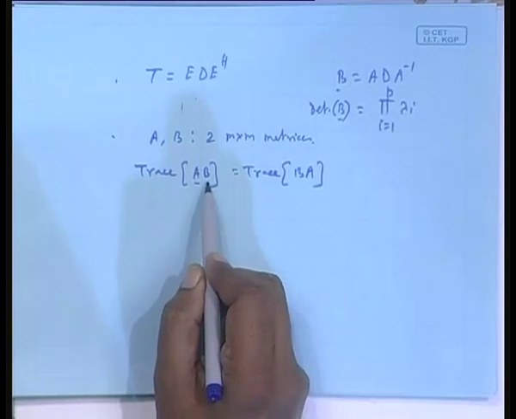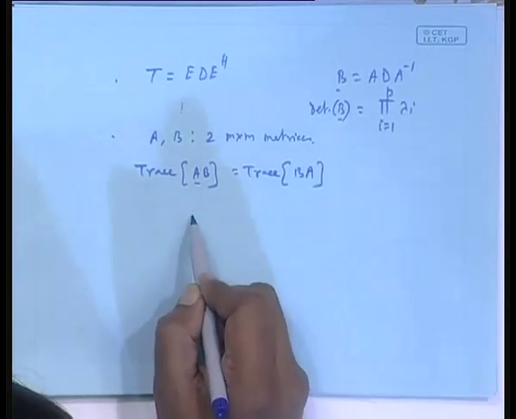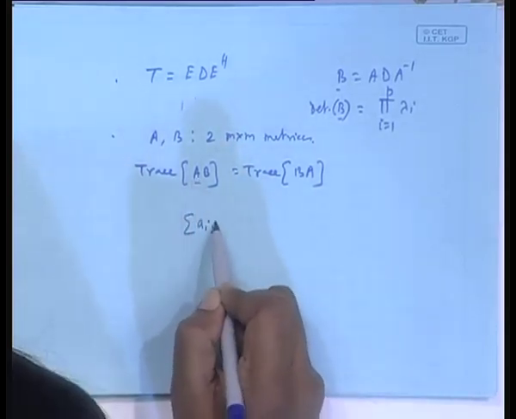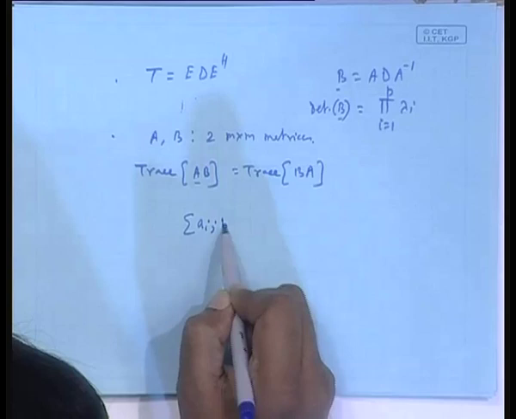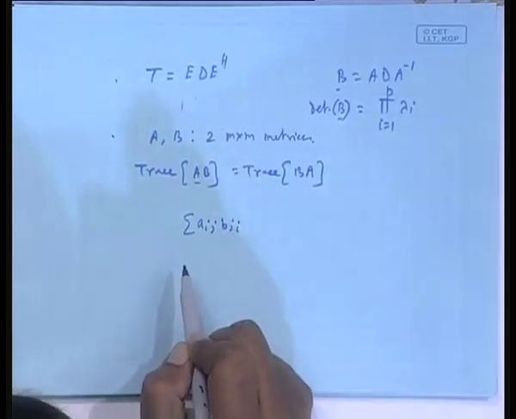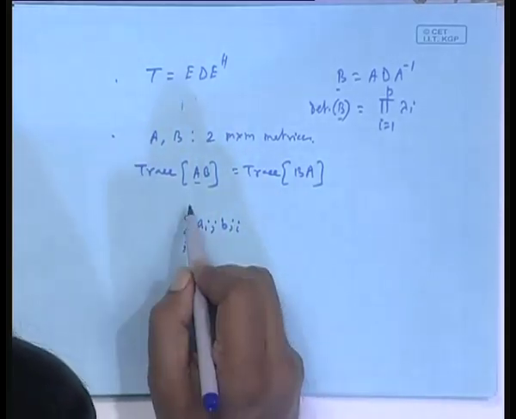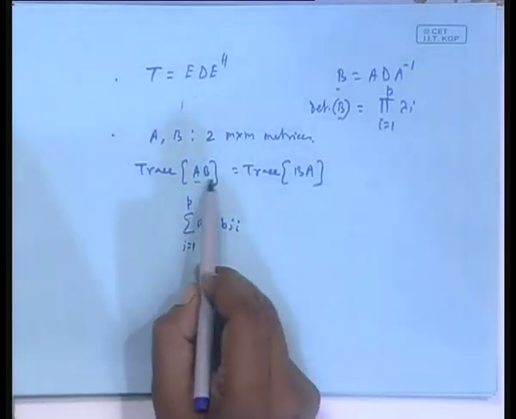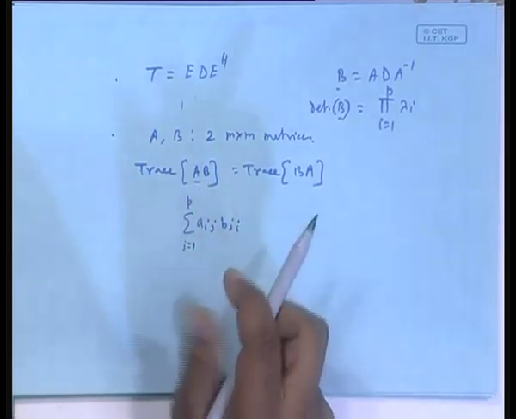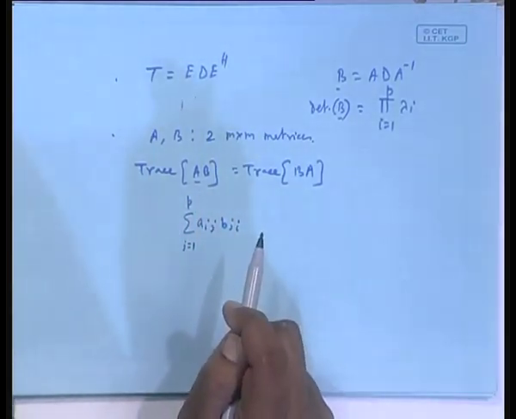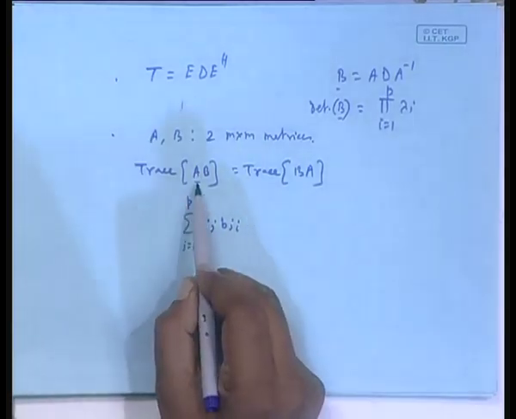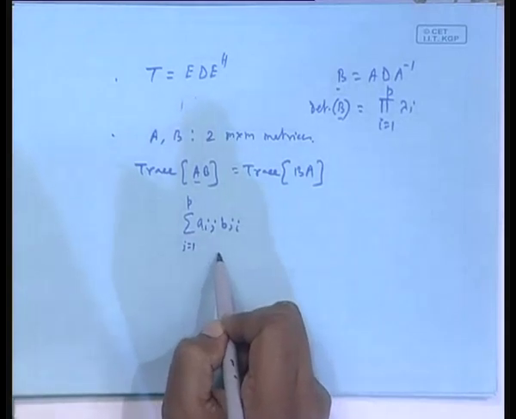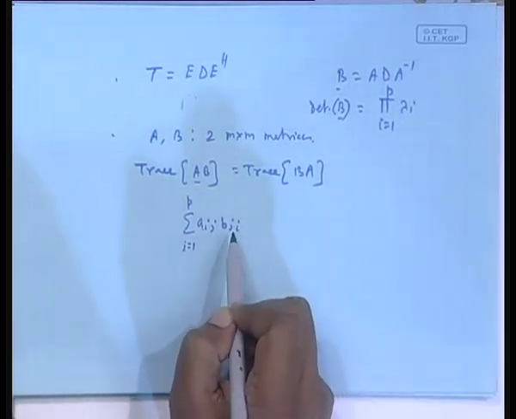AB is a product. What is the ith diagonal entry? The ith diagonal entry is the ith row of A times the ith column of B, so A_ij and B_ji, where j has to be moved from 1 to p. I am talking about the AB product. I find the product matrix, what is the ijth entry? That means the ith row of A, jth column of B. The ith row of A means A_i1, A_i2, A_i3 and so on, and they are multiplied by the jth column.